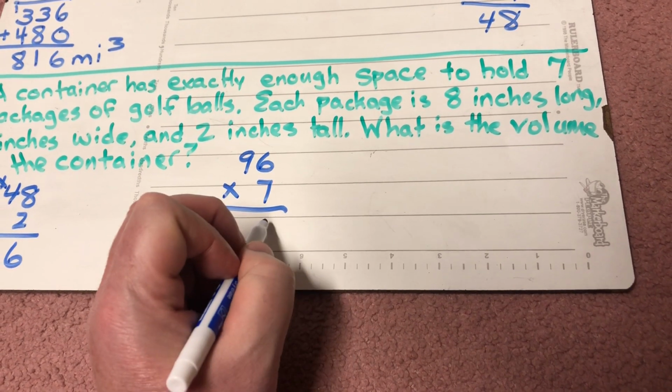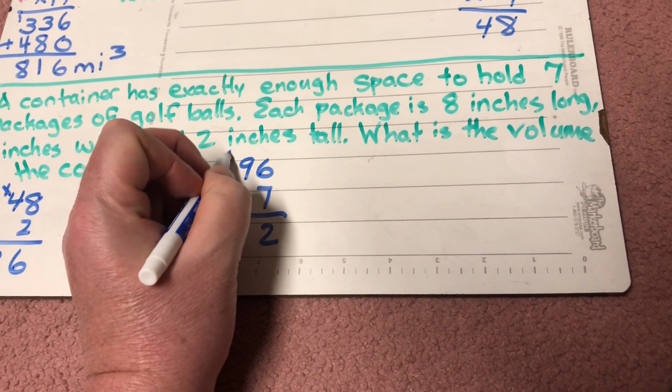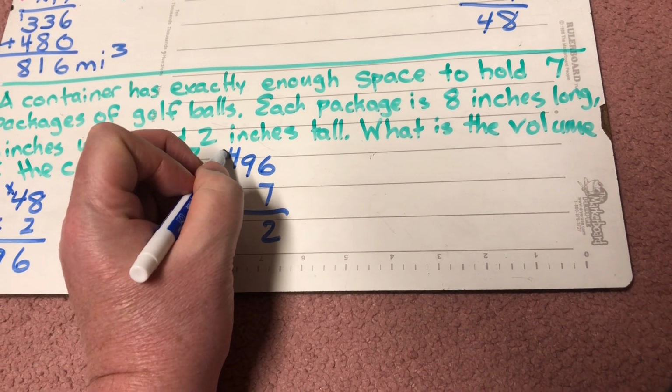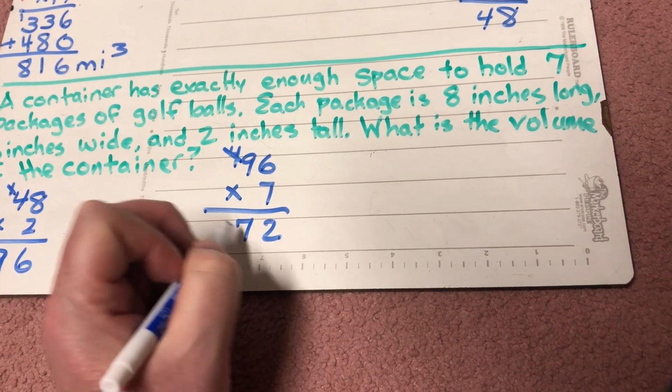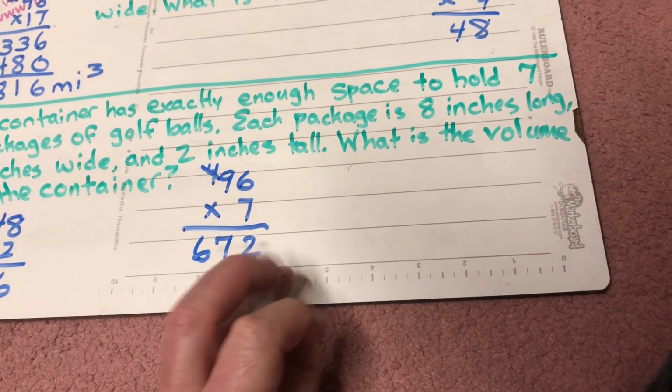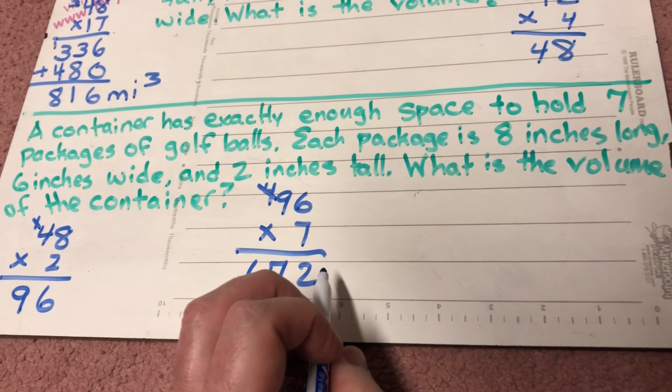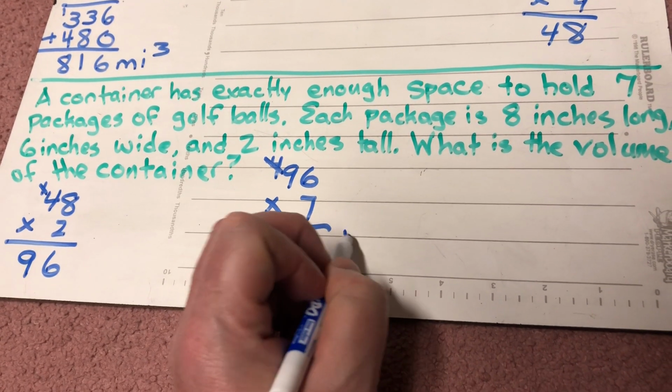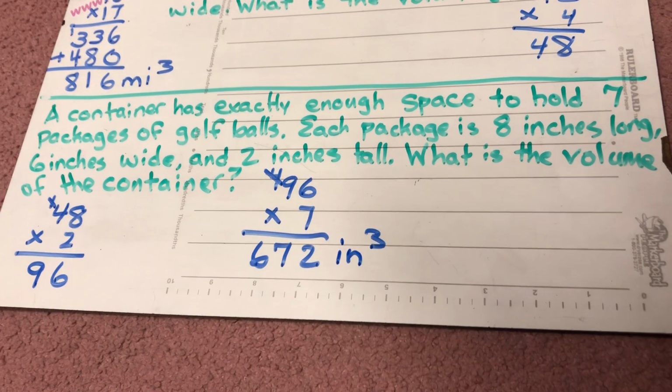Well, 7 times 6 is 42. Put the 2 down, carry the 4. 7 times 9 is 63. Plus the 4 is 67. That tells me the volume of the entire container is 672 cubic inches.